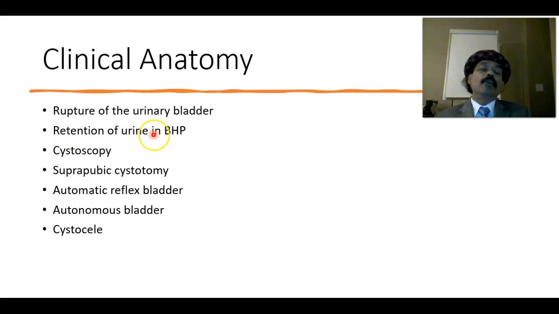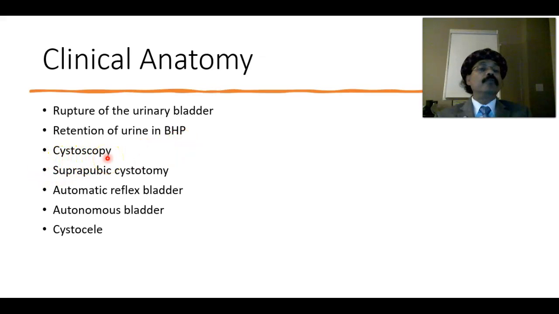Retention of urine is a very common condition after the age of 55, 60, due to benign hyperplasia of prostate. And the bladder can be palpated in the anterior abdominal wall because the bladder has the capacity to be accommodated in the connective tissue in the abdominal wall, in the fibrofatty connective tissue. So in case of retention of urine, we may palpate the bladder outline in the lower part of the anterior abdominal wall in an adult person.